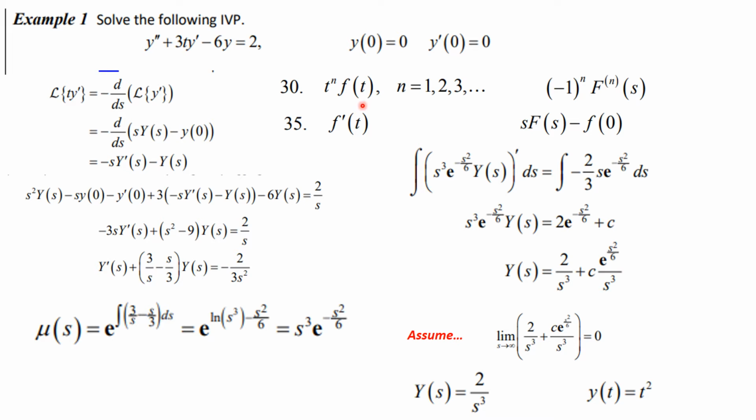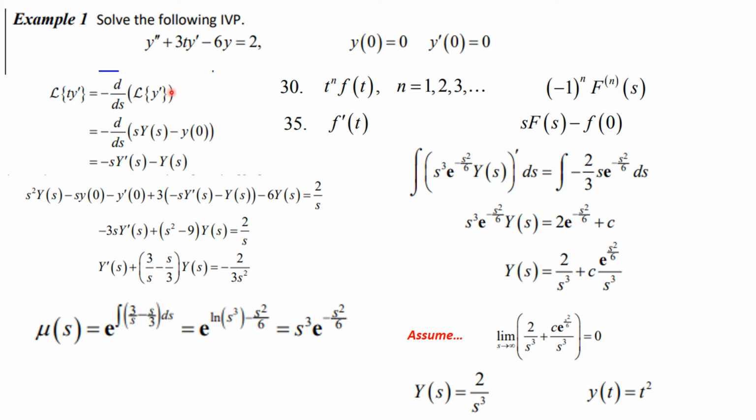So the Laplace transform of t times y prime, where n is equal to 1 and we're letting y prime be this f of t, is equal to minus 1 times the derivative with respect to s of the Laplace transform of y prime. So this is a consequence of formula 30 with f of t being y prime.